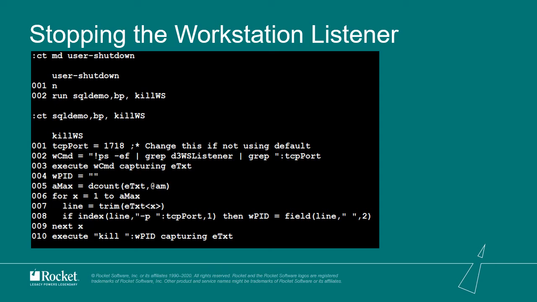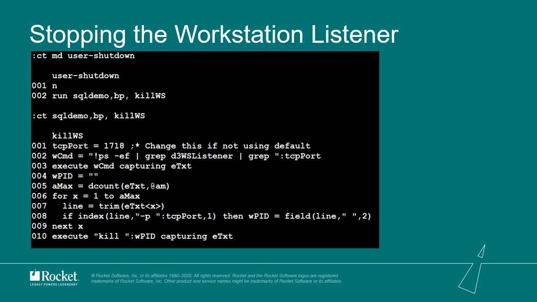Create and compile the program shown in the slide. Call it killWS and put it in the SQL demo account in a BP file. You can put it anywhere you want in your application and call it whatever you want, actually. Note that it executes a PSEF that greps for d3ws listener, then subgreps for the TCP port. This allows you to start and stop a workstation listener for multiple VMEs, each on its own TCP port, and kill it without killing a workstation listener that's servicing another VME.